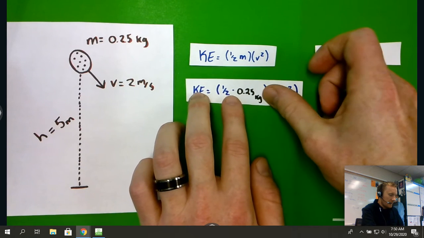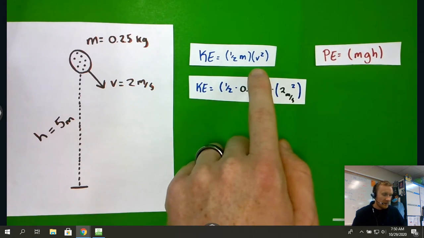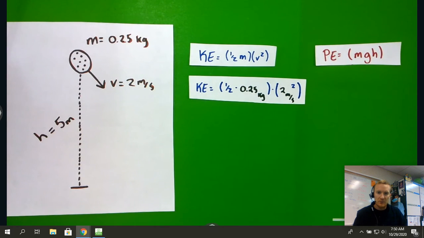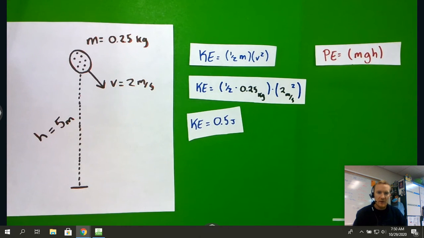So with my kinetic energy, again, taking the mass of 0.25, multiplying it by our velocity squared, so 2 meters per second. When you plug that into your calculator, you should get about 0.5 joules, so not a whole lot of kinetic energy there.